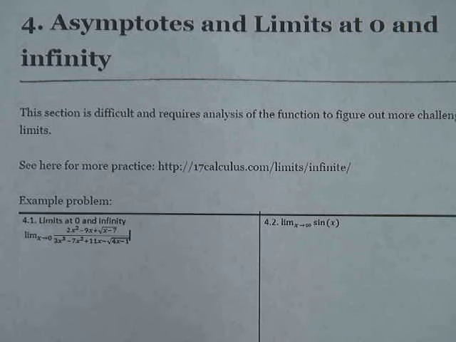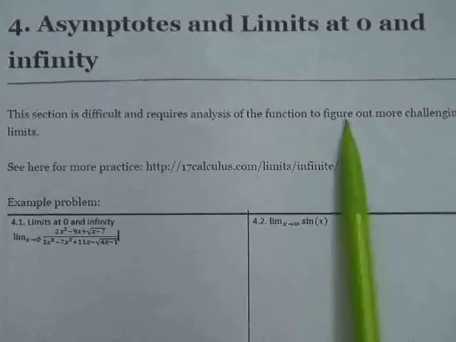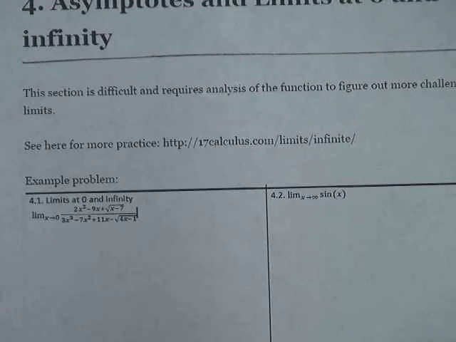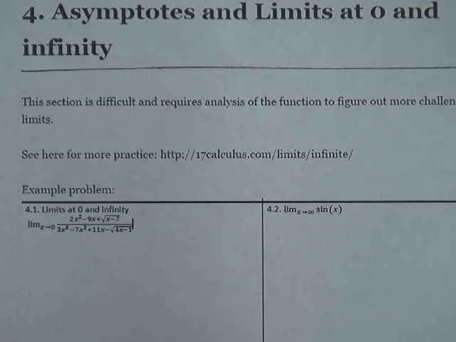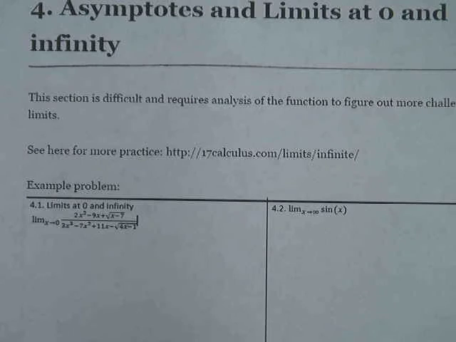Alright, asymptotes and limits at 0 and infinity. This is one of the hardest sections of the year for a lot of people. I say in the intro, the section is difficult and requires analysis of the function to figure out more challenging limits. I made this section because I think that being able to analytically go through a limit is a very important skill. It's important to know whether or not something converges by understanding how functions look, and that's kind of what's tested in this section.